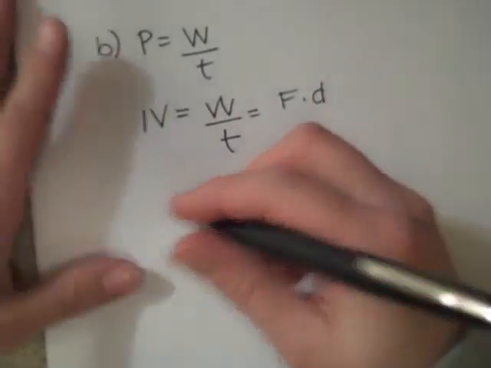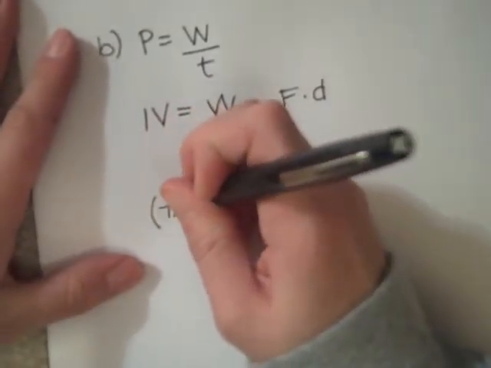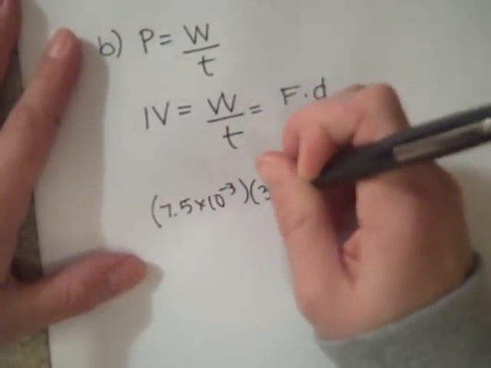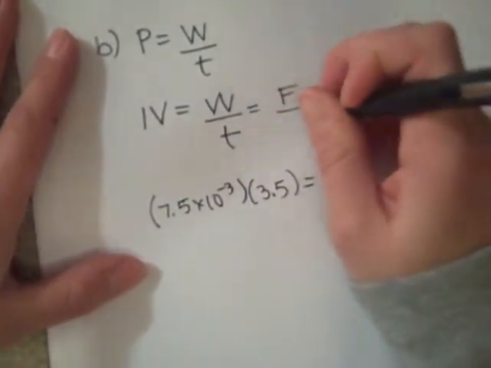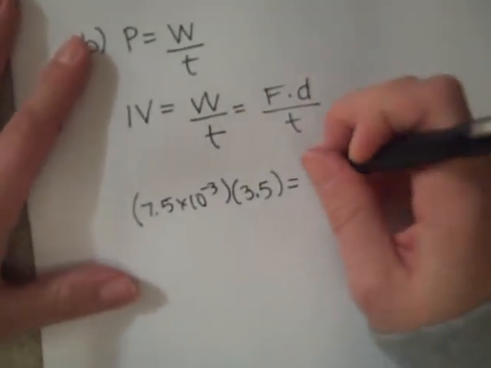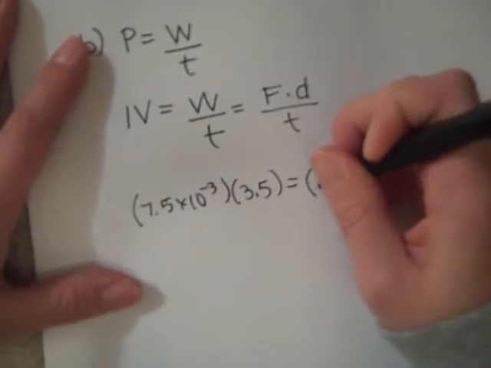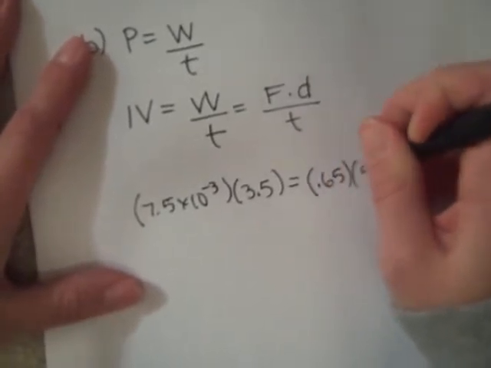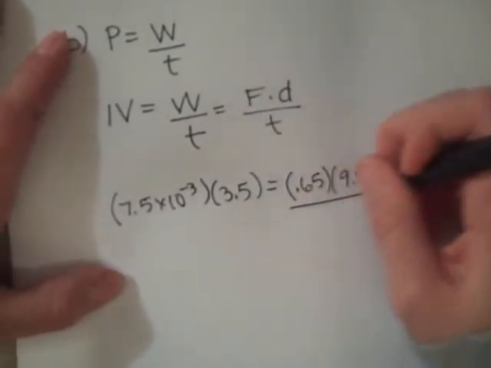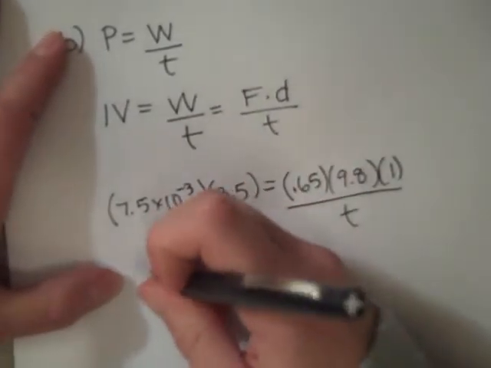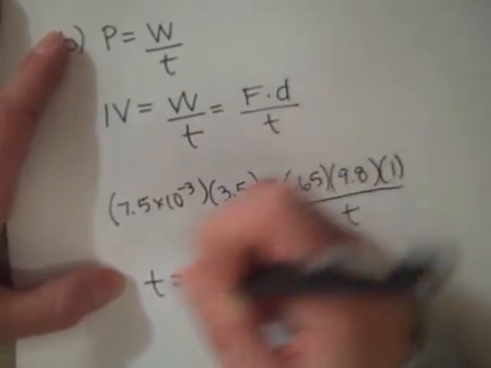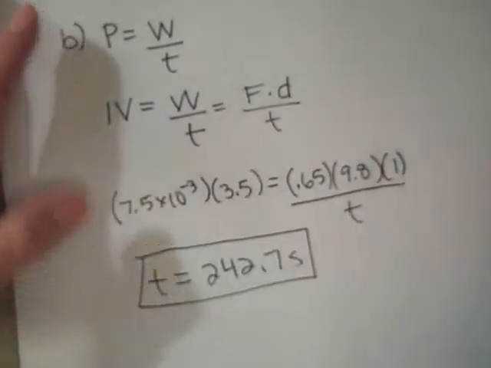So what you are going to get is your current, 7.5 times 10 to the negative 3, times your voltage of 3.5, that's over time, equals the force, which is the weight of the CD player, so it's mass 0.65 times 9.8, and you're lifting at a distance of 1 meter, divided by the time, and you can go ahead and solve for the time to be about 242.7 seconds.